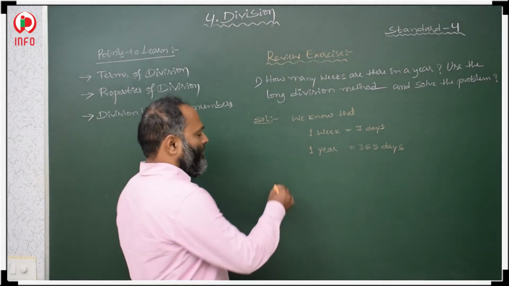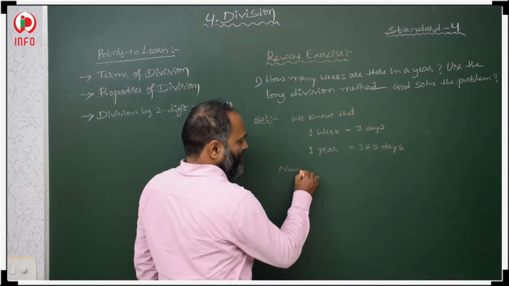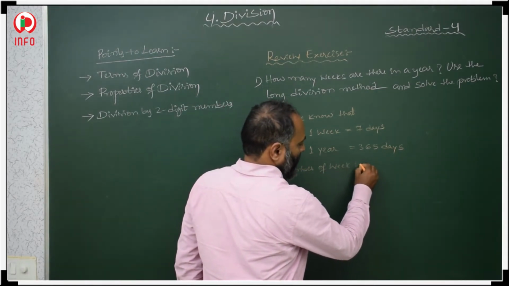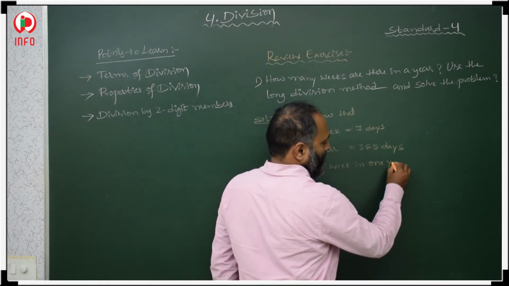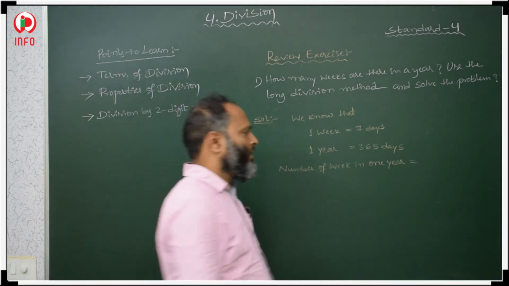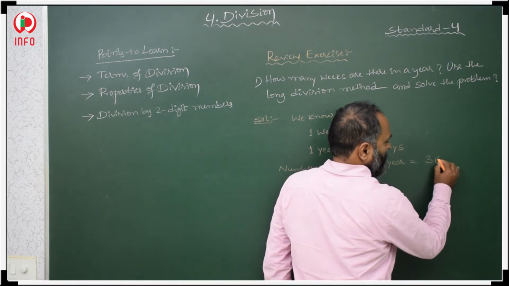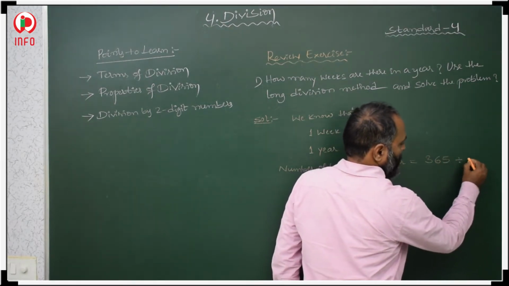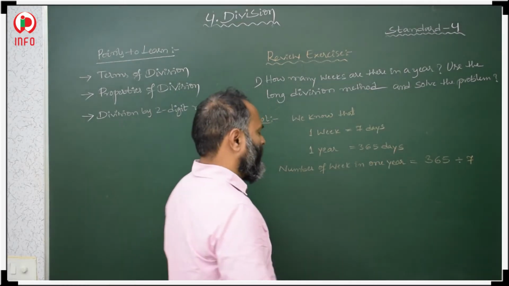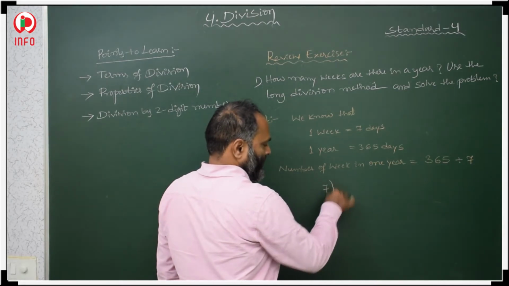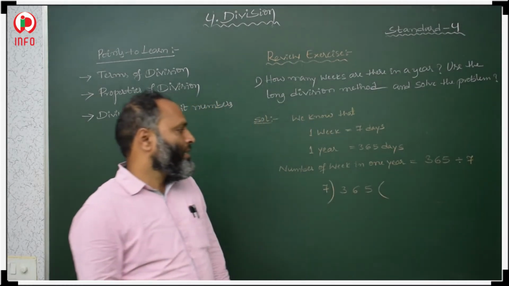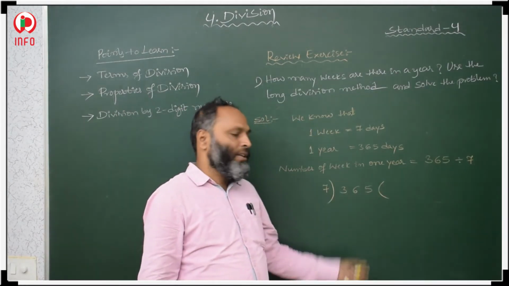Now, the number of weeks in 1 year is equal to... how to find it? 365 divided by 7. So 7 divides 365.